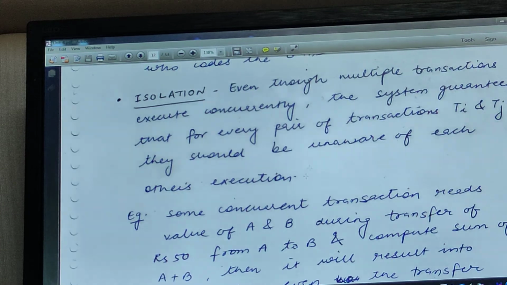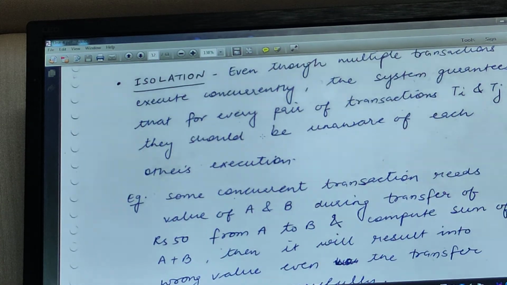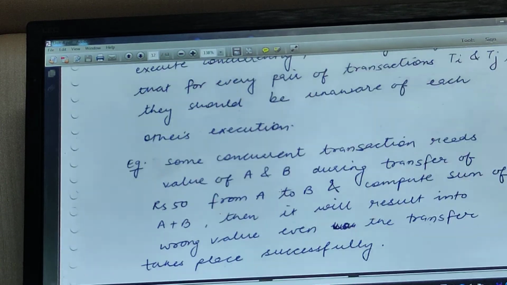Let's take an example. Suppose we have two transactions. One transaction is transferring some amount from A to B and another transaction meanwhile reads the value. Then definitely it will read an inconsistent value of A and B. So even if they are executing simultaneously, they should not interfere with each other. The execution should be such that both transactions feel they are the only one executing in the system, in an isolated manner, so that they do not interfere with each other and the final value is in a consistent state.